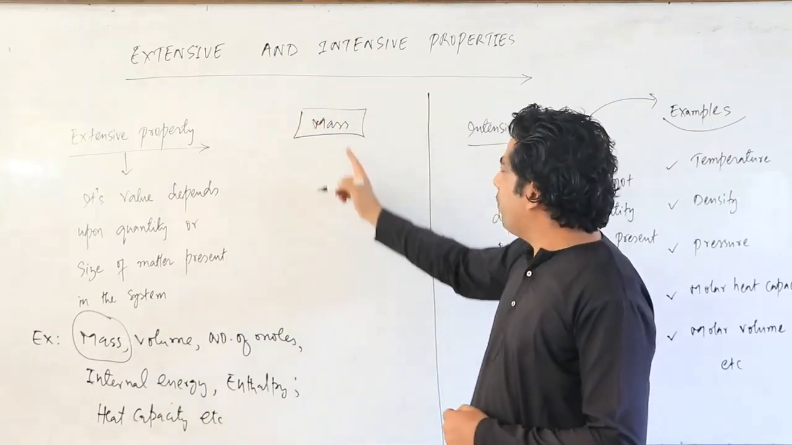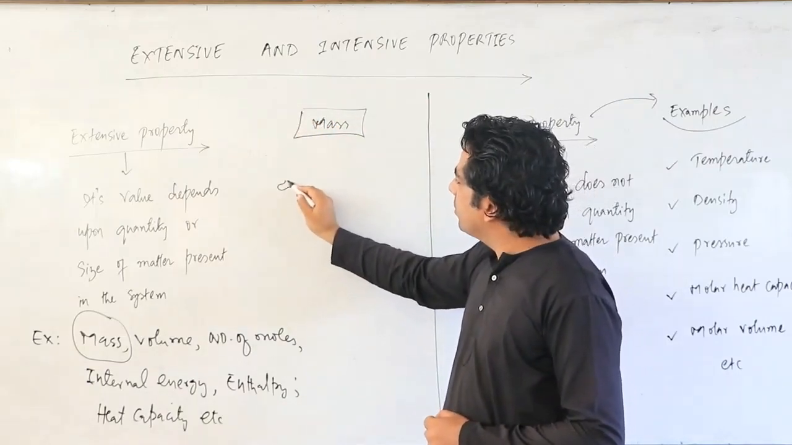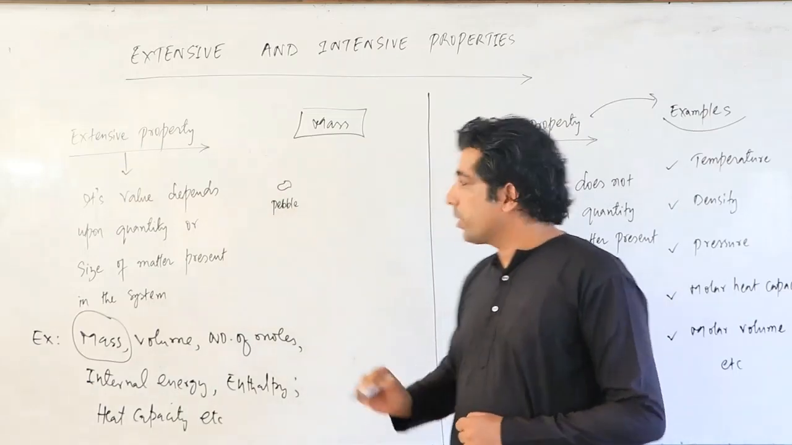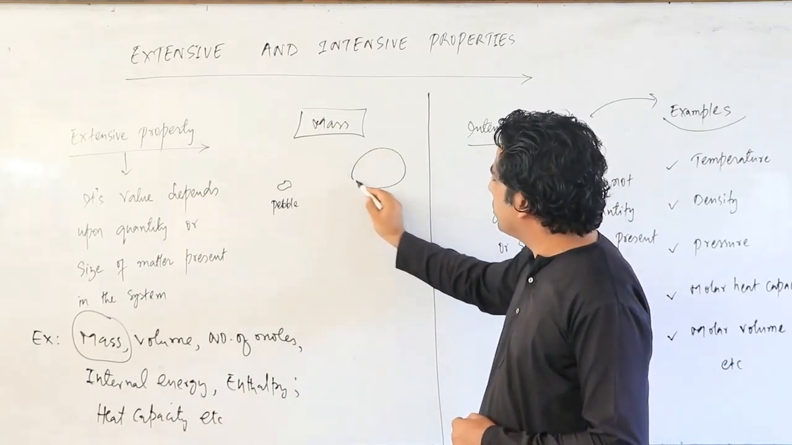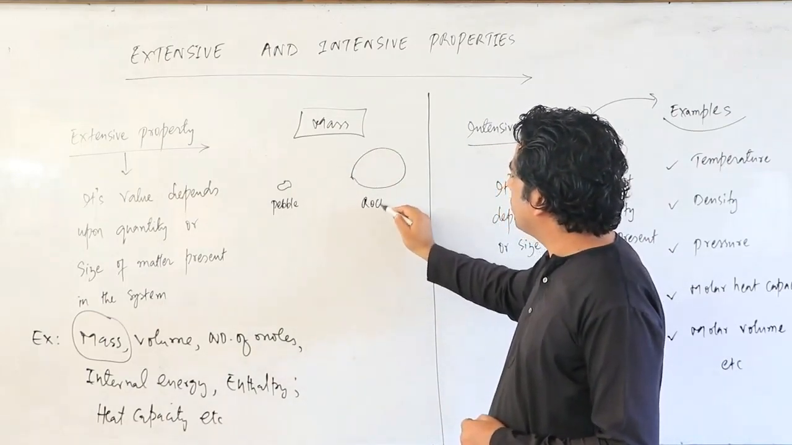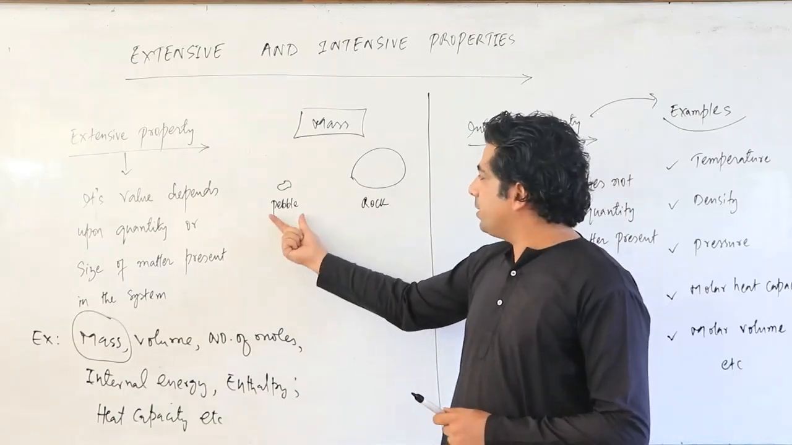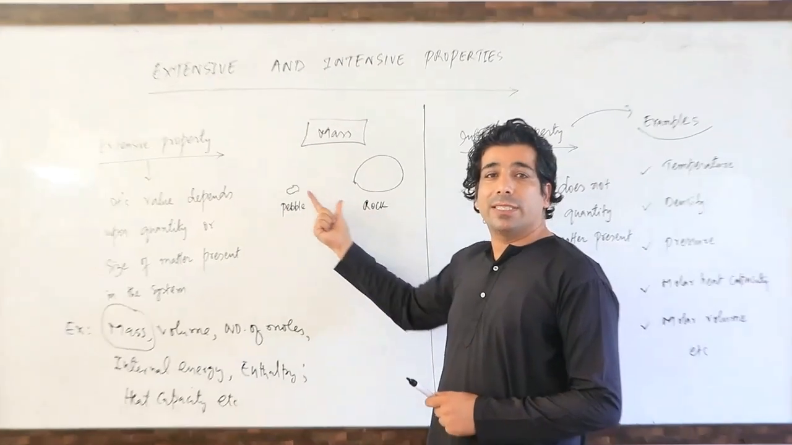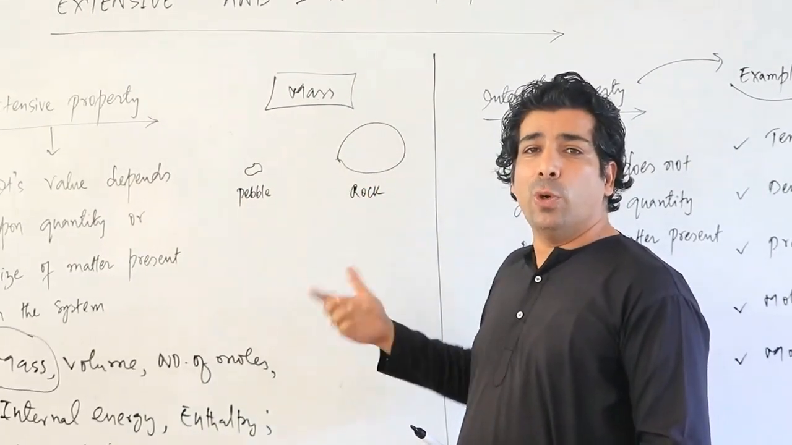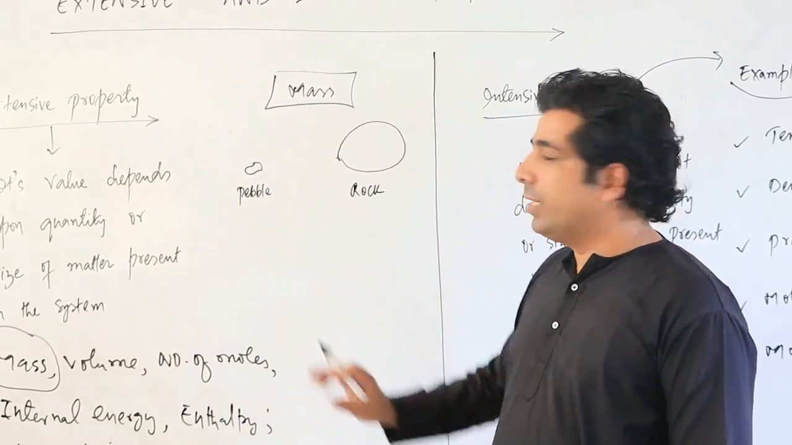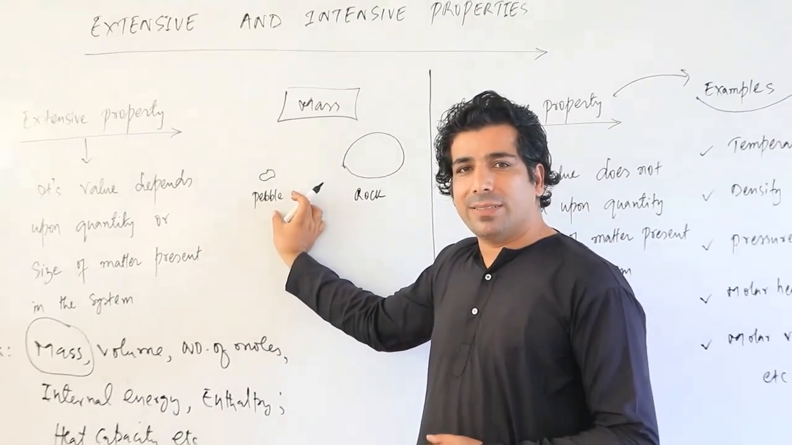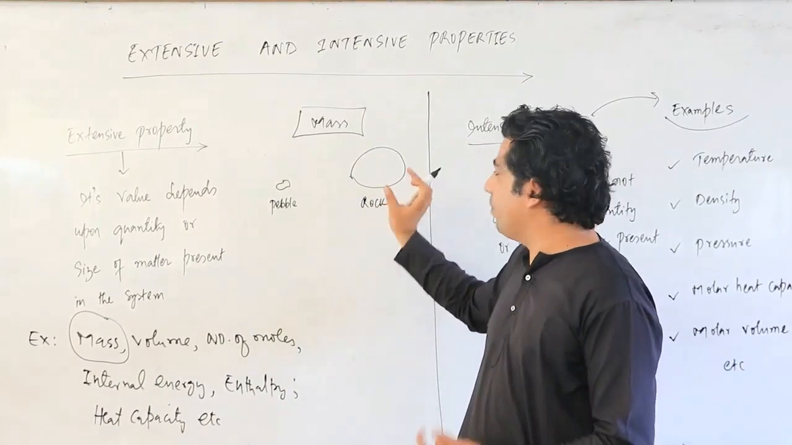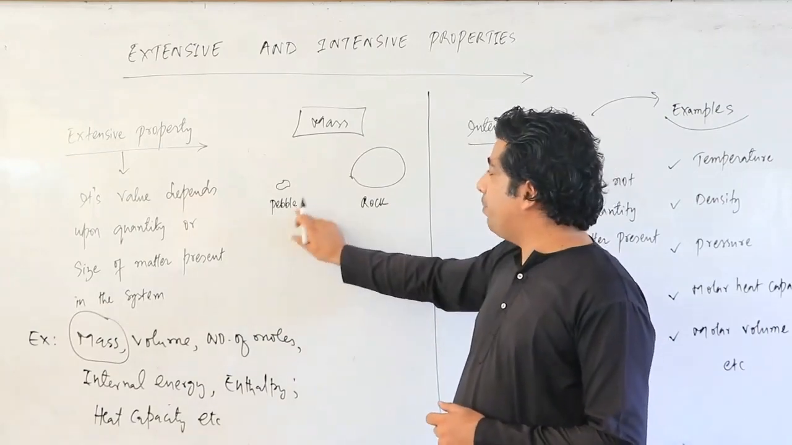My dear friends, if you have a small pebble with you, and you have a big rock, this is a rock. There is a difference between the two, a pebble and a rock, the difference in size. So who will have greater mass, my dear friends? This pebble will have a greater mass, or this rock will have a greater mass? Obviously the rock will have greater mass. Who has a bigger size?